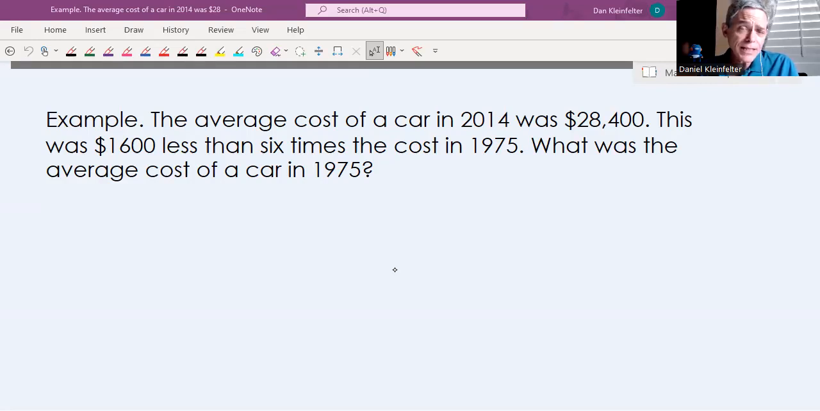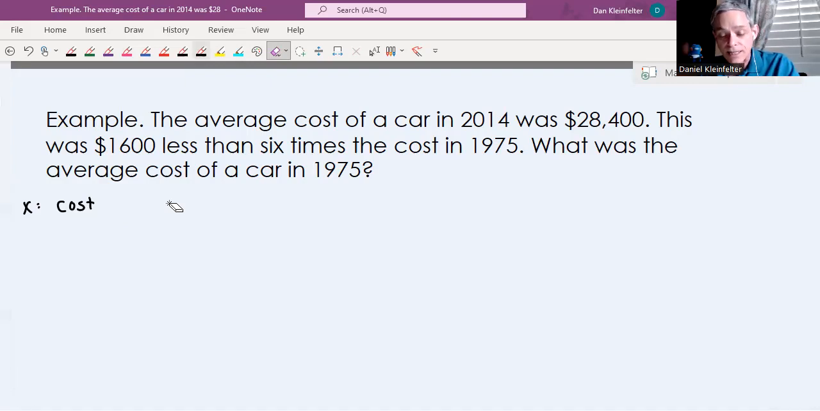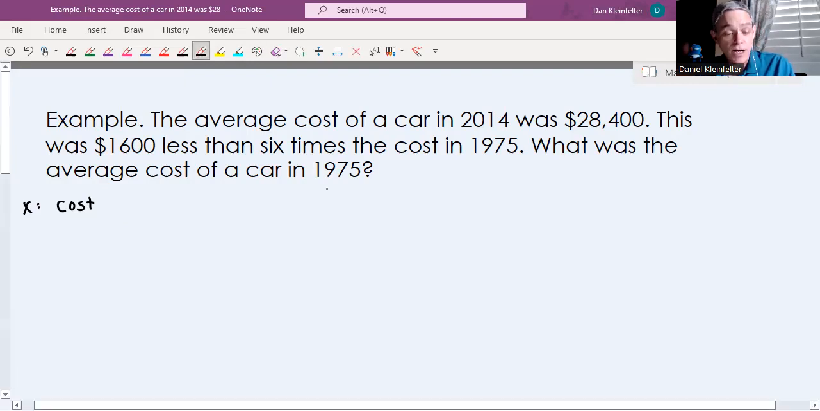So the second sentence is telling us what we are looking for, which is the cost in 1975. And so that will make that our variable. I'm going to use X for this. Notice that it's a good idea to be specific about this. If I had just said X is the cost, that's not specific enough because we need to know which cost, the cost in 2014 or the cost in 1975. We actually want to know the cost in 1975, and that's what we're looking for. And basically that's all we get out of that second sentence.